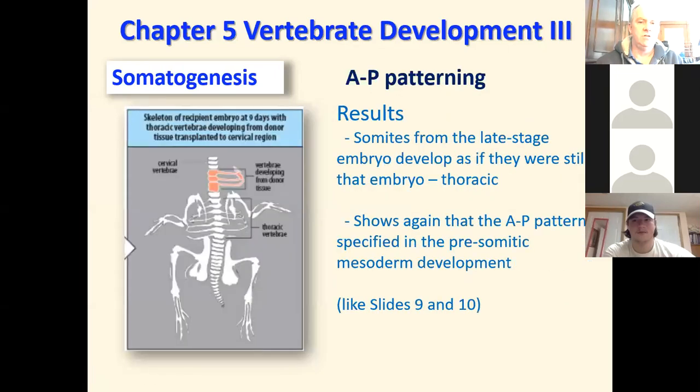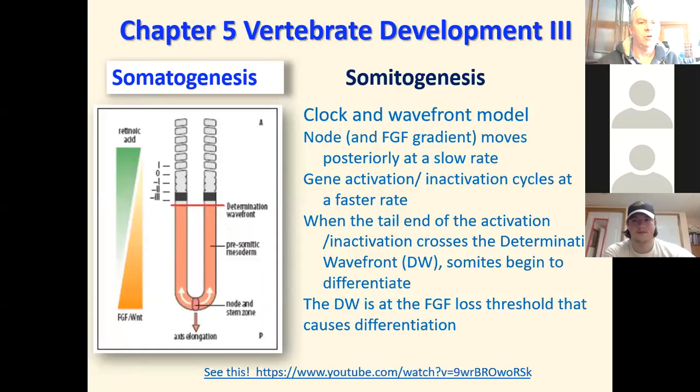Okay, so that's part of the story, why we get the number of somites we get. But the other part of the story is why somite 1 is different from somite 2, which is different from somite 3. In other words, AP patterning of the somites as they come down.